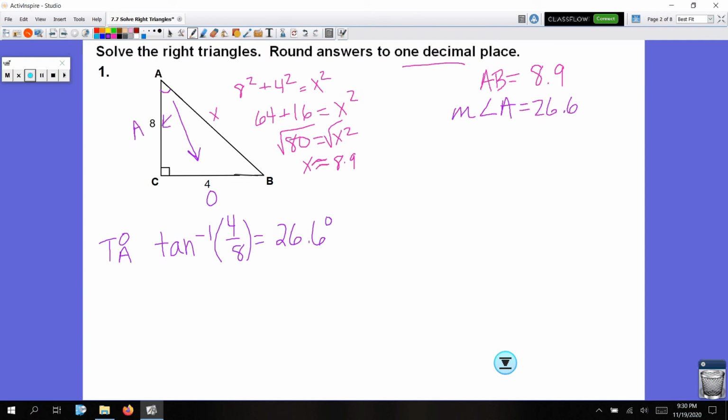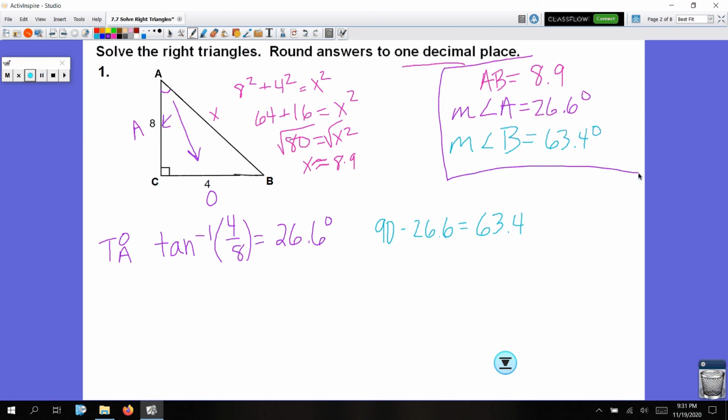The last thing we need is the measure of angle B. Let's work smarter, not harder, right? We know the interior angle sum of a triangle is 180. We know the measure of angle C is 90, so that makes A and B complementary. So 90 minus 26.6 is going to give us the measure of angle B. 90 minus 26.6 is 63.4 degrees. Oh, and I forgot to write my degrees for angle A. All right, and there we have solved. We know all the sides and all the measures of the angles of this triangle.